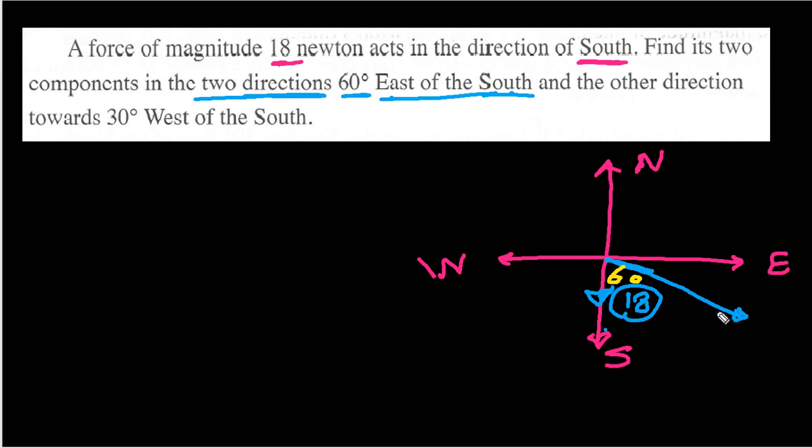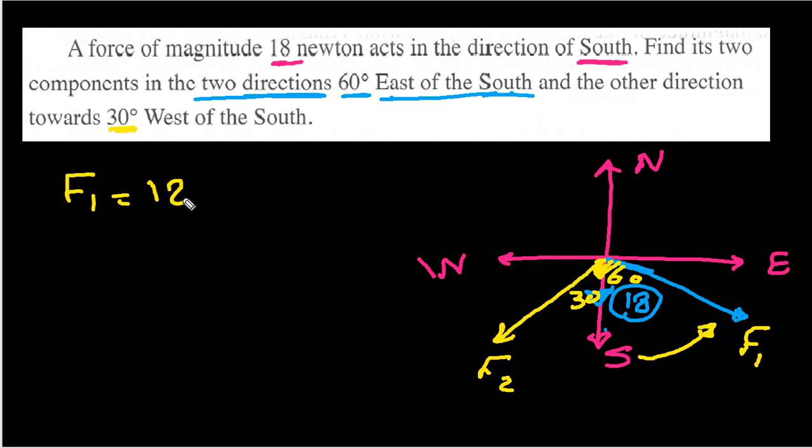Then the angle is between the component and south. And the other direction is 30 degrees west of south. Where is 30 degrees west of south? West of south, here is 30. If you look at 60 plus 30, they are perpendicular. Then if we resolve into two components in two perpendicular directions, take this force F1. We will use 60 here: 18 cosine 60. 18 times cosine 60, equal to half, will be 9 Newton.